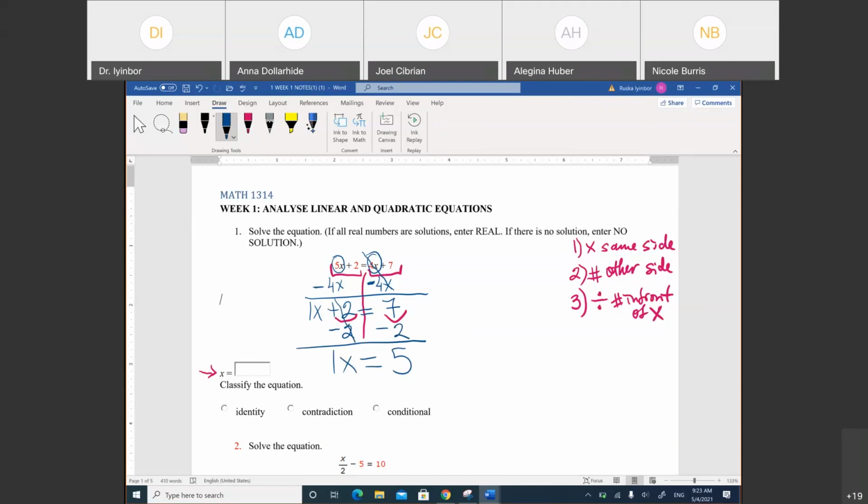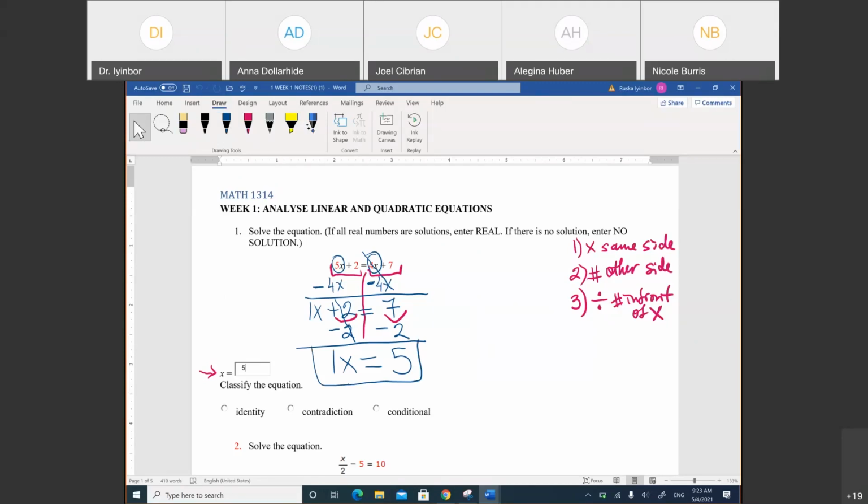And then the last step is to divide by the number in front of x. Now, in front of x is already 1x, so you don't need to do that step. Like if this was 3x equals 5, you're going to divide by 3, because when you divide 3 by 3, it's going to give you 1x. That's what you want to get. But this is already 1x, so we're done. We solved it. We get x equals 5. So that's my answer, you're going to put here x equals 5. That's my solution. Okay? So that's how you solve equations.